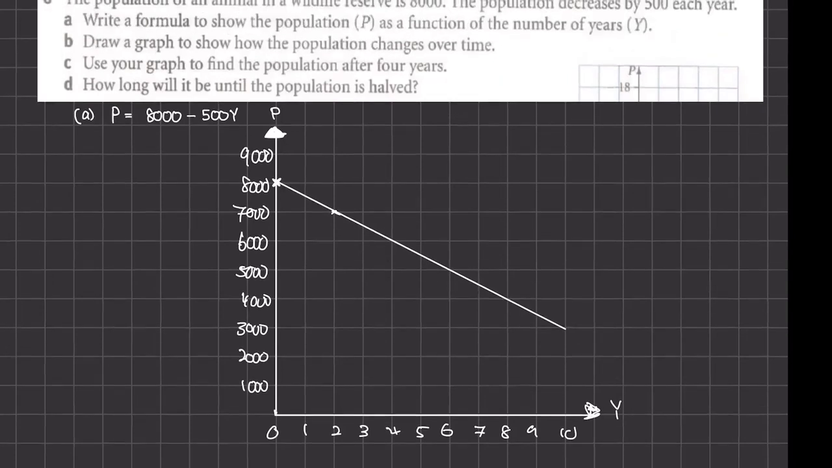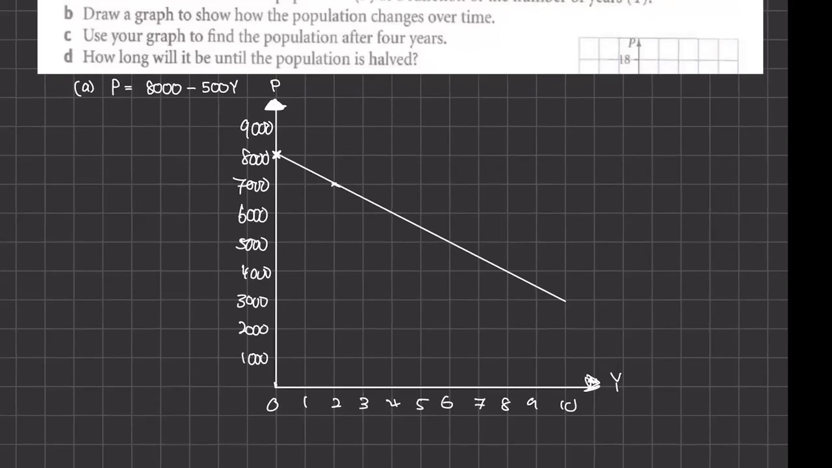Use the graph to find the population after 4 years. $6,000. See? So I can just write C is equal to 1,000. How long will it be until the population is half? Half would be 4,000. So now we go to 4,000 and try to track it down. How many years? 8 years.